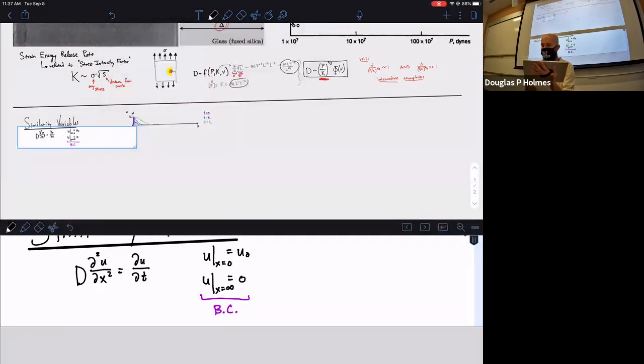And you need one initial condition, and that initial condition is that, oh, I did that wrong. Oh no, that's fine. It's that the concentration at the starting point is 0. So U at t equals 0 is equal to 0.